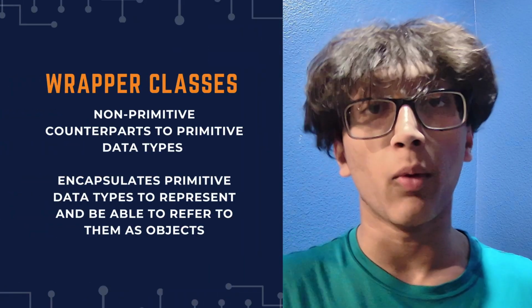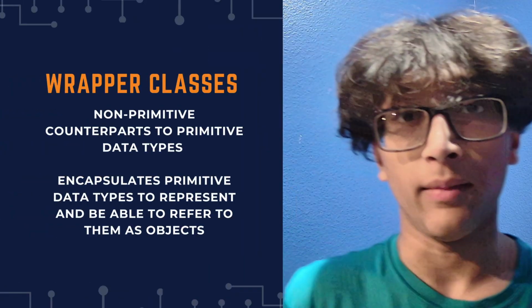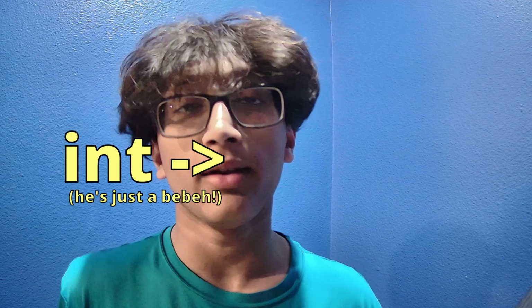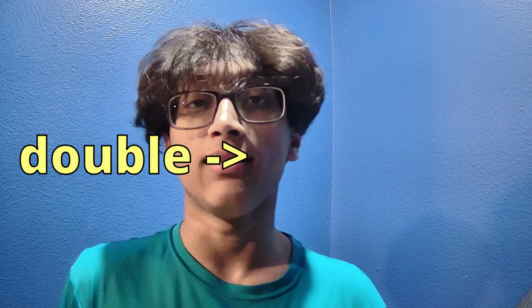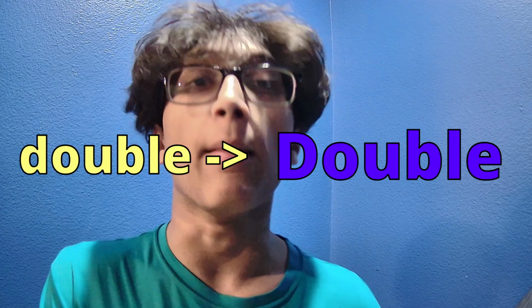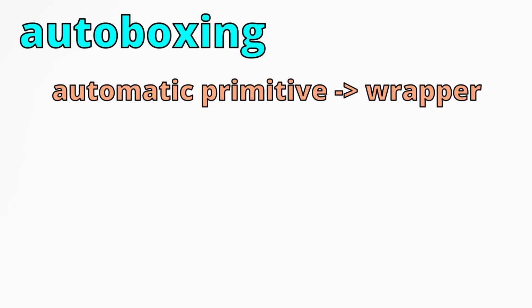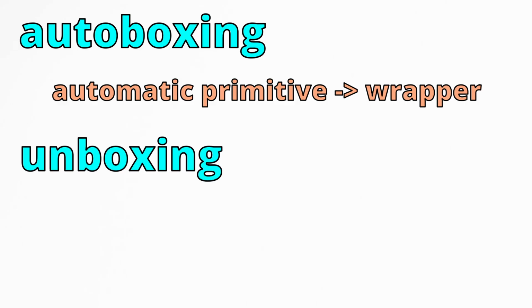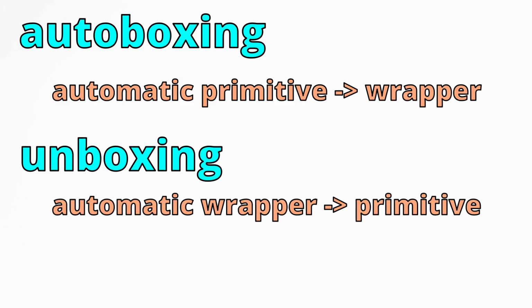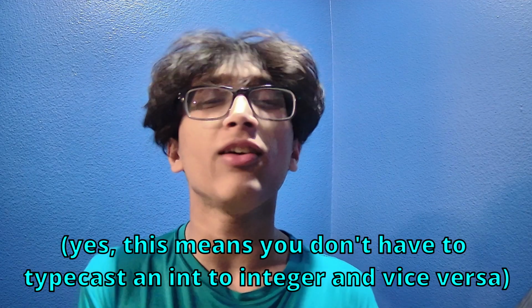These are just the big boy versions of our primitive data types. For example, int's non-primitive counterpart is Integer, and double's non-primitive counterpart is Double, but with a capital D. But Java doesn't want to make this too complicated, right? If you wanted to make an Integer into an int, then you don't need to use some sort of method or something like that. Autoboxing is the automatic conversion of a primitive data type into its wrapper class, while unboxing is the automatic conversion from a wrapper class to its primitive counterpart. So you don't need to worry about that.